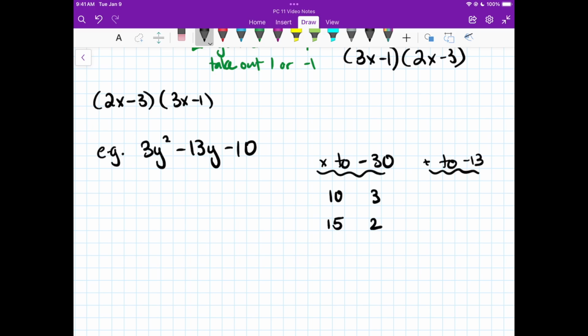So you've really got to think about the negatives here. You're multiplying to negative 30, which means one of these numbers has to be negative and one of them has to be positive. We're adding to negative 13, which means we want to be adding more negatives. So our bigger number here should be negative, either negative 10 or negative 15. And so if you put those together, negative 10 plus 3 isn't going to get you negative 13, it's going to get you negative 7, which means that negative 15 plus 2 is the one that we want. So a really common place to mix this one up is just to not pay attention to your integers.